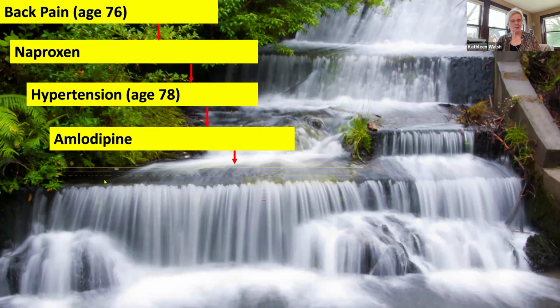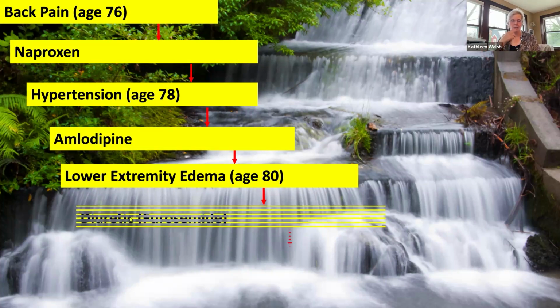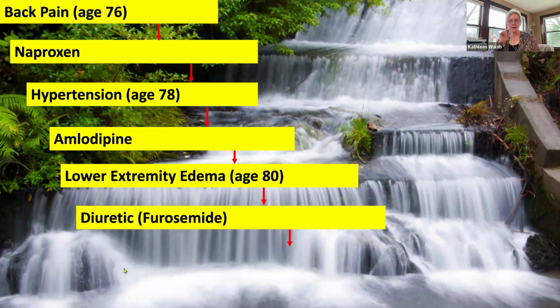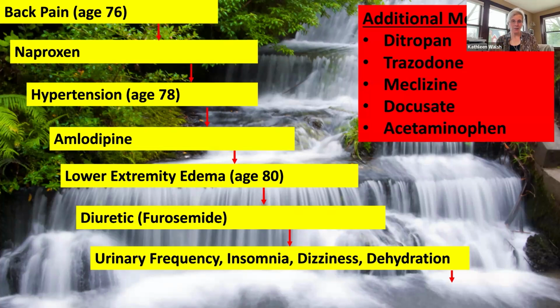Oh, but then amlodipine causes lower extremity edema. So you've been on amlodipine for 2 years. Now you have this swelling in your feet. I can treat that too. So I'm going to give you some Lasix. I'm going to give you a diuretic. Let's get rid of some of that water weight there. Then you get up because you're on a water pill. You're getting up to urinate all the time. You don't sleep. So now you have insomnia. Now you're getting a little dizzy. You don't want to drink a lot of water because you don't want to go to the bathroom. So now you have dehydration.